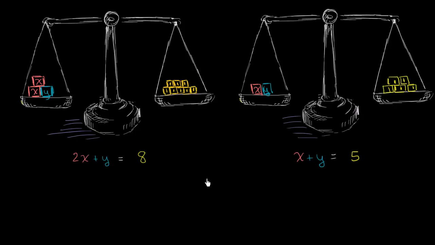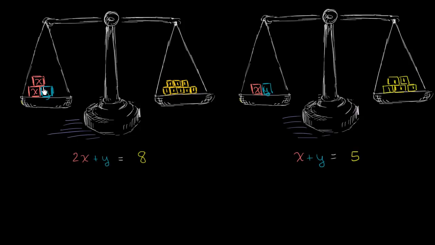Well, think about it this way. We know that x plus y is equal to 5. So if we were to get rid of an x and a y on the left-hand side of the equation, what would we have to get rid of on the right-hand side of the scale to take away the same mass?